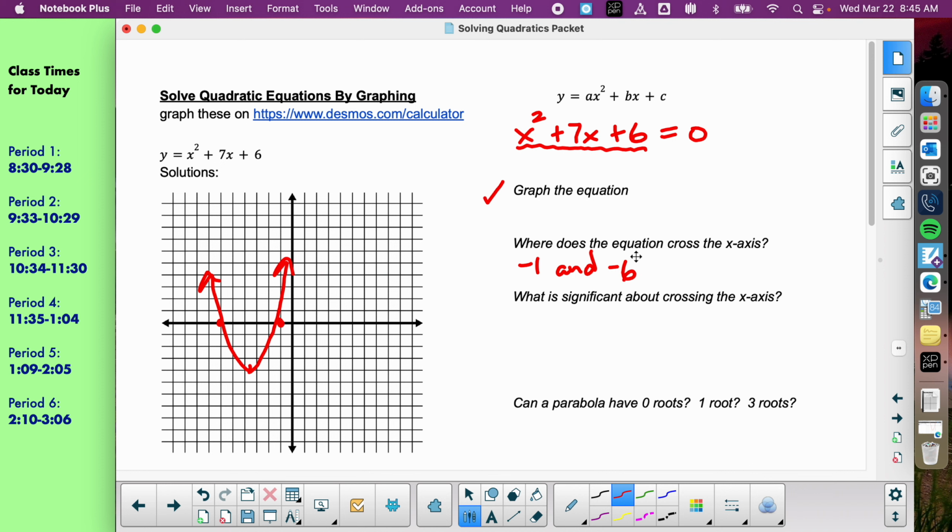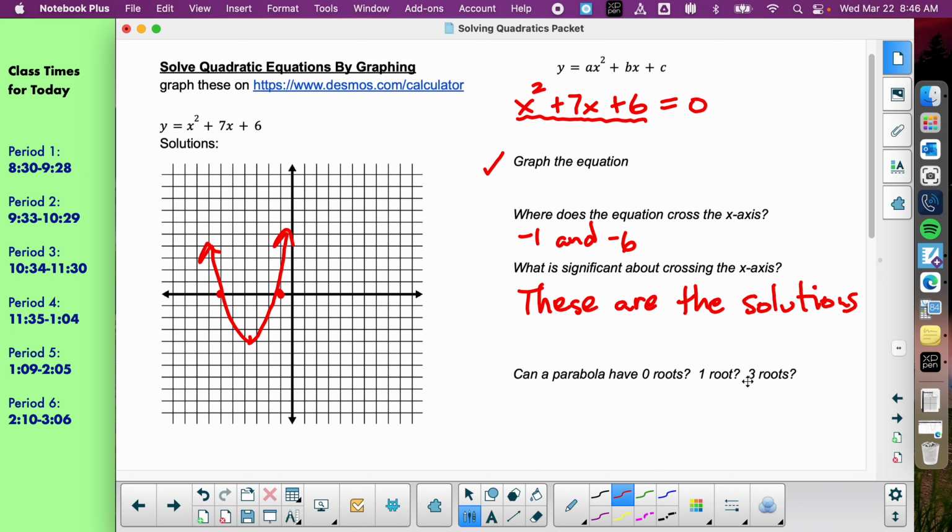Yeah, go for it. We're getting there, but yes, that's a good question. Correct. That it definitely is going to be possible. What is significant about crossing the x-axis? These are the solutions. Now, the last part right here is exactly what you're asking, pretty much.